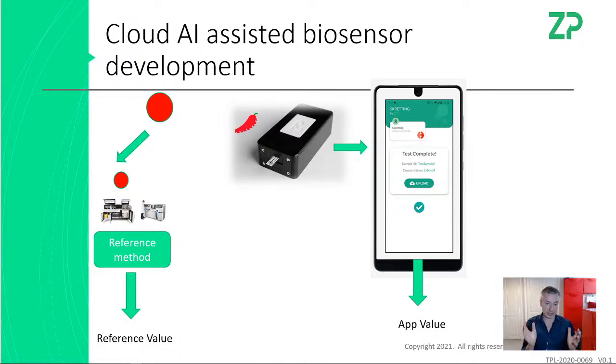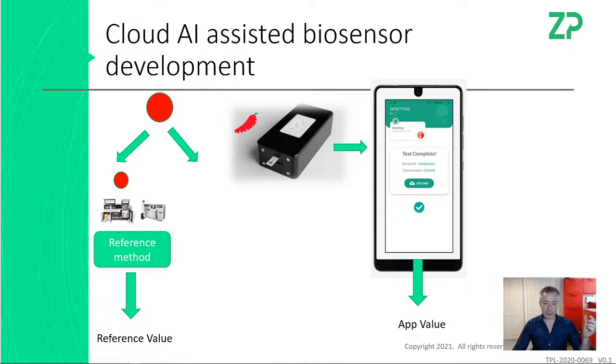A lot of the time at ZP, we're in development. So you've done some laboratory testing, which means you've tested on buffers and things like that. But when you go into the real world, the samples can be much more complicated, much more dirty, much more variable. So what we want to do is make our app value as close to our reference value as possible. Let's talk about how we do that.